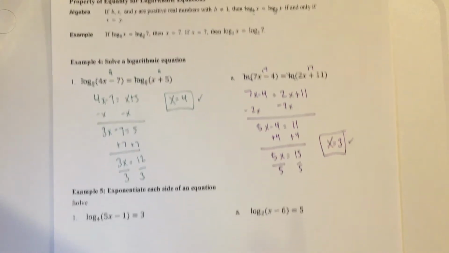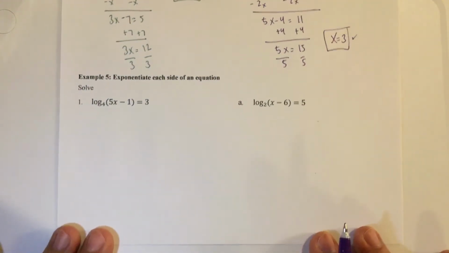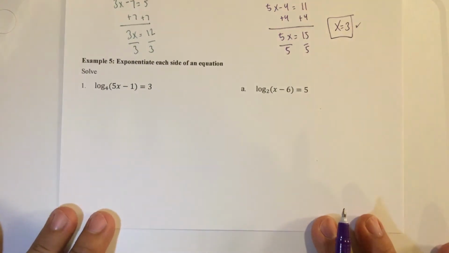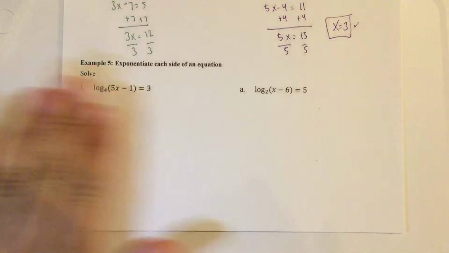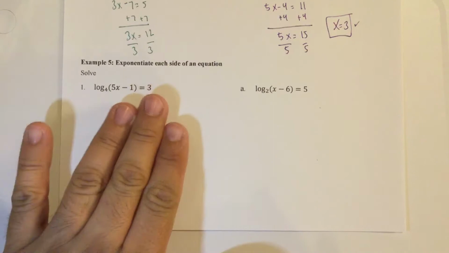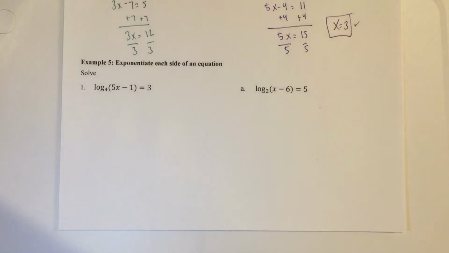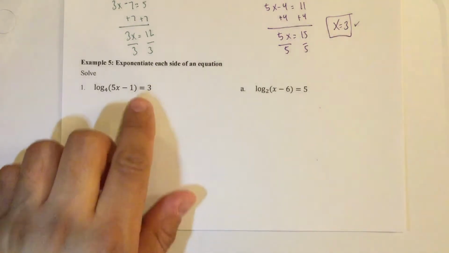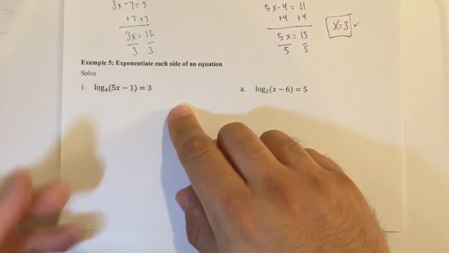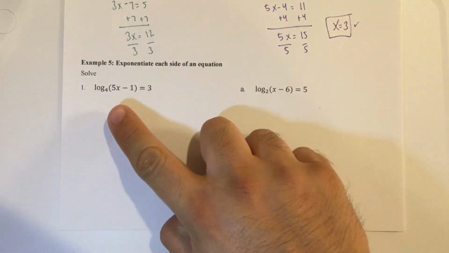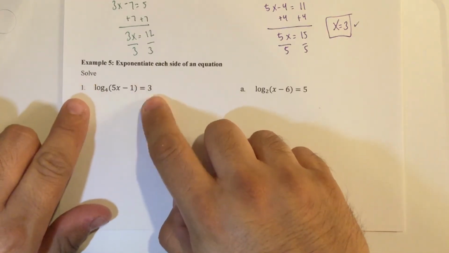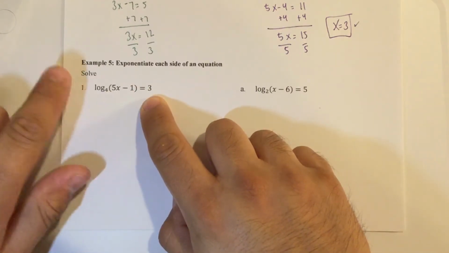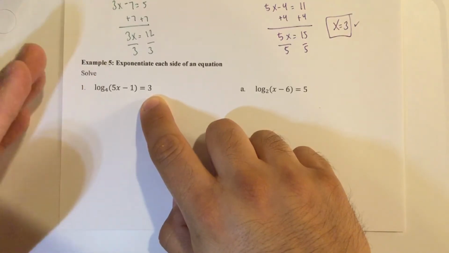All right, for the next ones, exponentiate each side of the equation. In this case, we don't have logarithms on both sides. We have a logarithm equals a constant. So we can't just magically make up a log base 4 here because we have to balance it. If we put a log base 4 here, we'd also have to add another one here. So it'd be log base 4, which makes no sense.